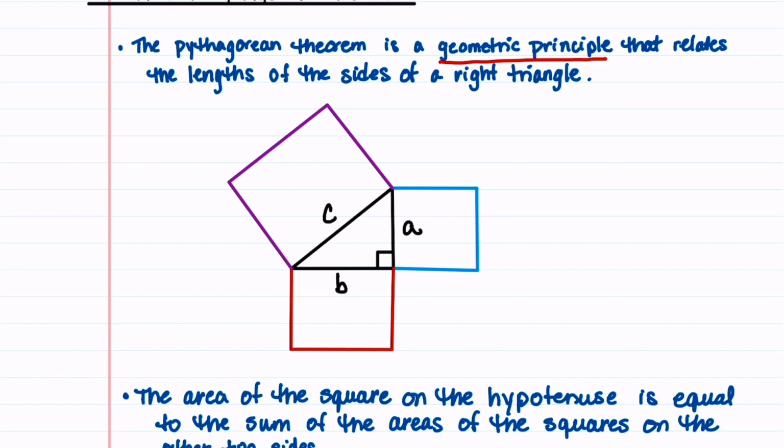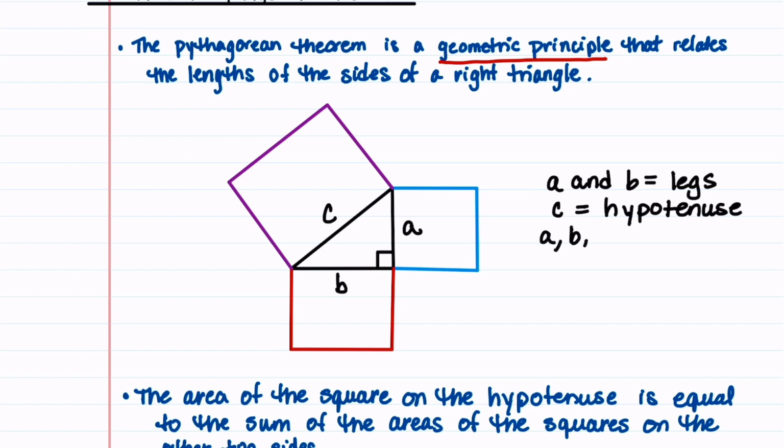So let's write that down on the right-hand side. A and B are the legs. C is the hypotenuse. And we're making the assumption that A, B, and C are all greater than 0.